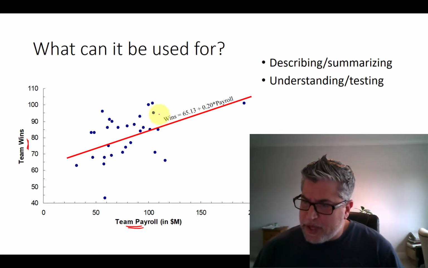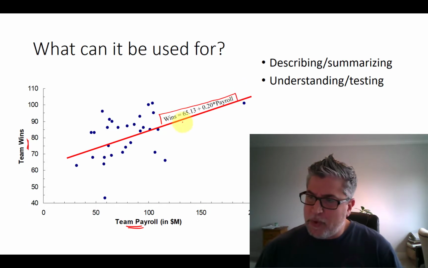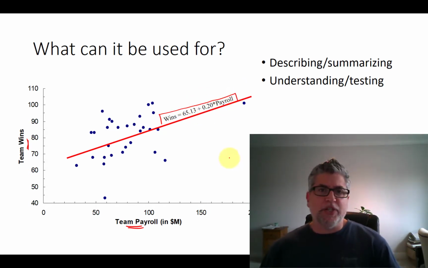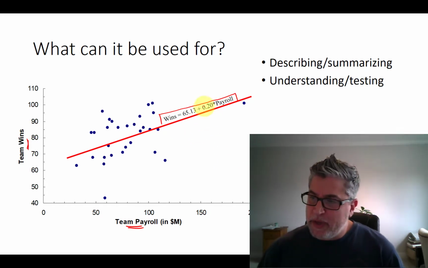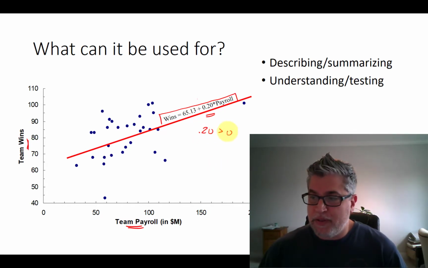This is interesting for me also, not just because it's on a bumper sticker, but we can see, in one equation, is there a positive relationship between payroll and wins? Well, let's look at the slope. The slope here is 0.2. Well, that's positive. That's a number bigger than 0. So our equation tells us that there's a positive relationship between payroll and wins. It's right there.